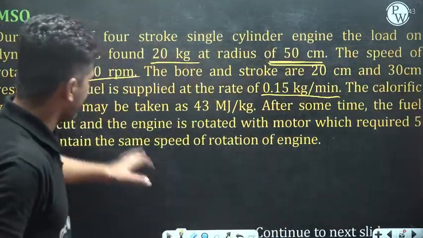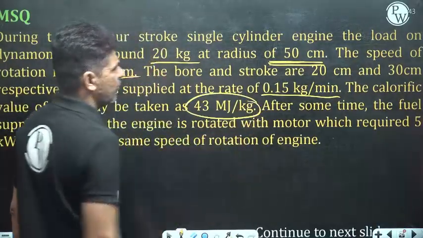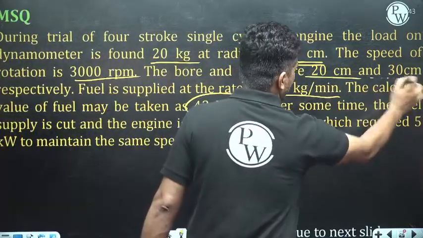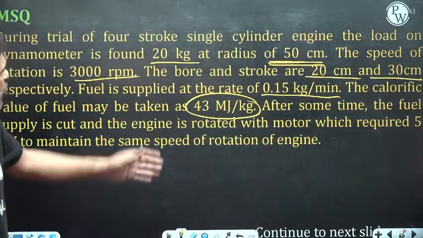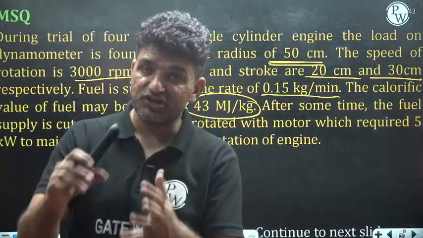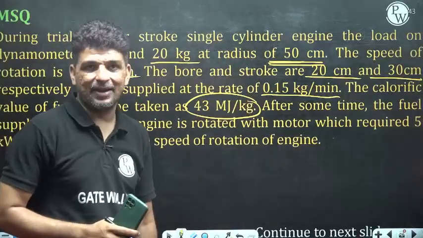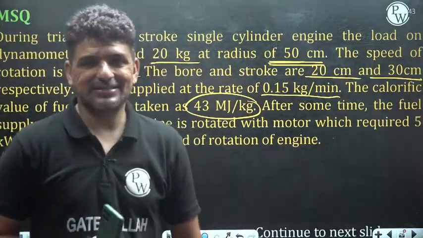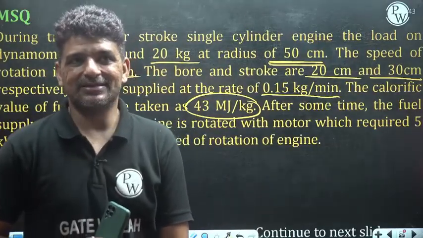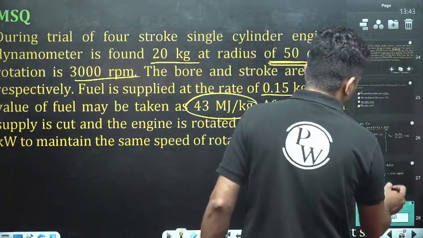If you see in this question, he has given you a lot of extra data. He has given you the calorific value, that is 46 megajoule. He has given you the bore, that is 20 centimeter, and stroke, that is 30 centimeter. You don't require all this data. It might happen that to make the question look very lengthy, he gives a question like this. Generally, this happens in the GATE exam. So once you see this type of lengthy question, you should not be scared. Is it clear?